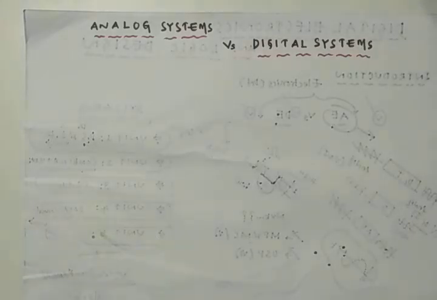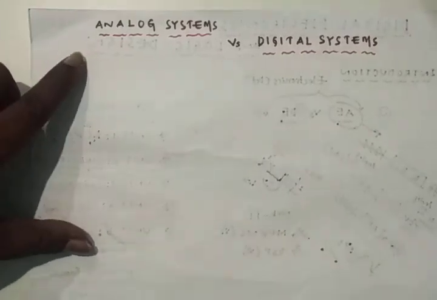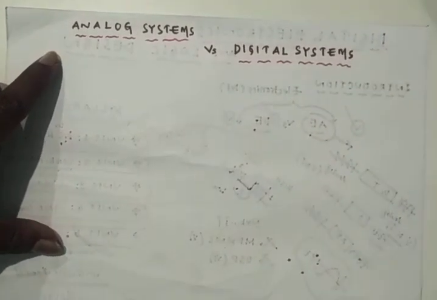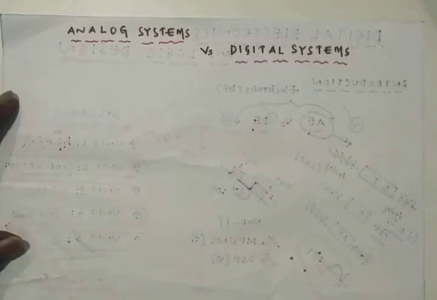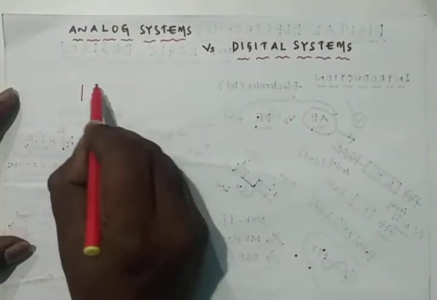And what is an analog system? Generally, electronic systems are of two types, we know that: one is the analog system, and another is the digital system. Analog systems are those in which voltages and currents vary continuously through the given range. We know that. Here we have the analog system. Assume that this is an analog system.